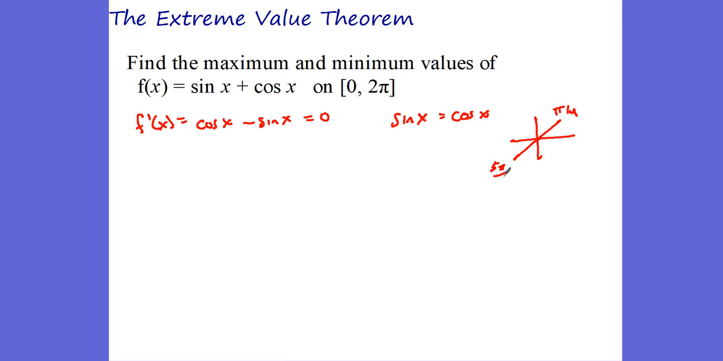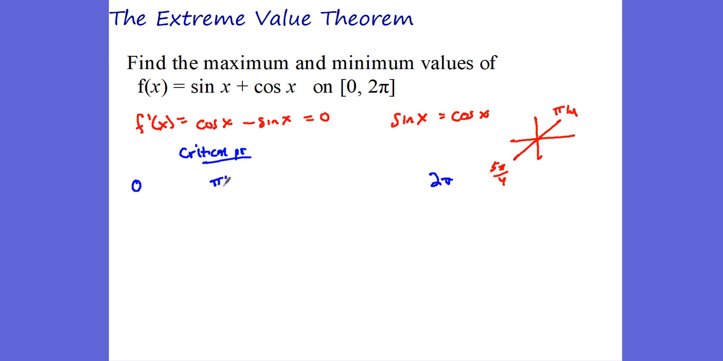At 5 pi over 4, the sine of 5 pi over 4 is negative root 2 over 2, and the cosine of 5 pi over 4 is negative root 2 over 2. So that is what we call our critical points. So what are our critical point values? Well, we have 0 and 2 pi, because we have to use those endpoints, okay?